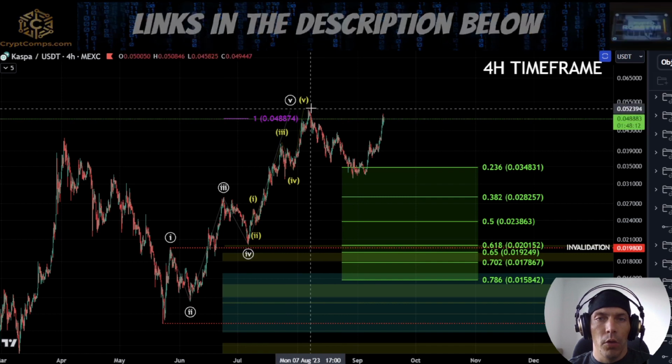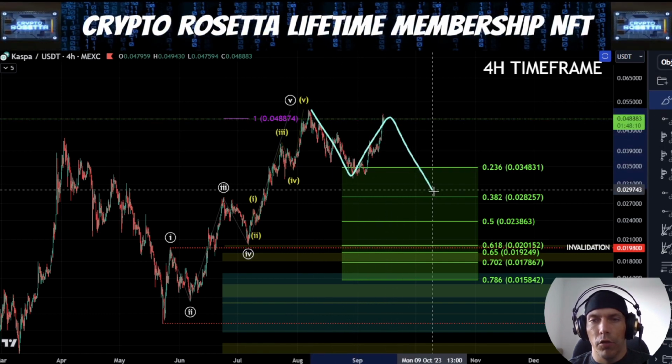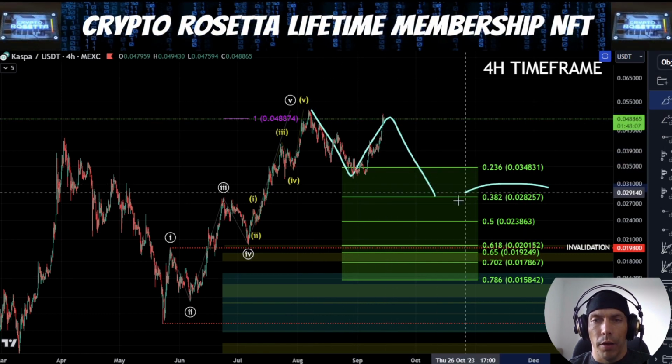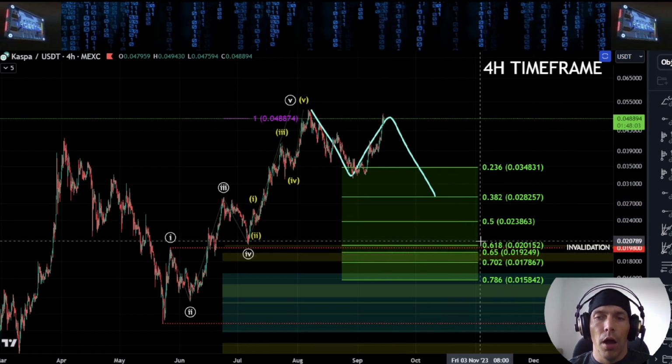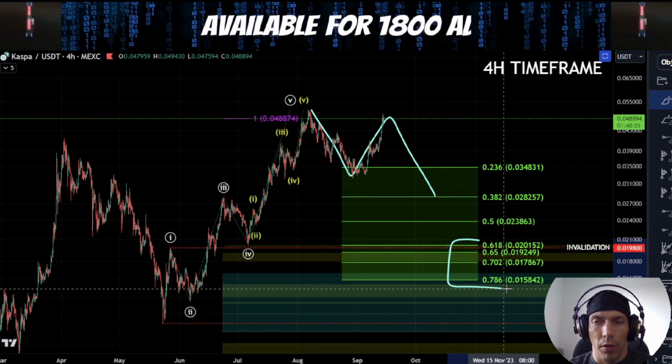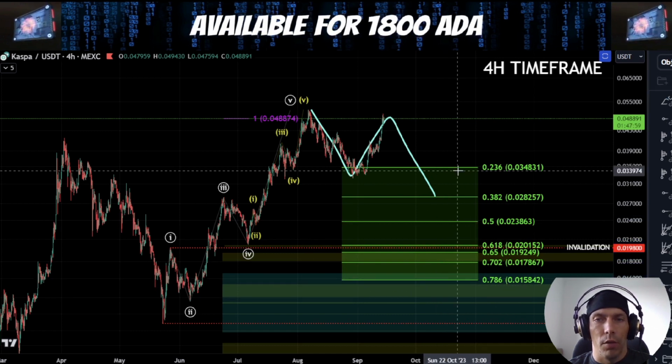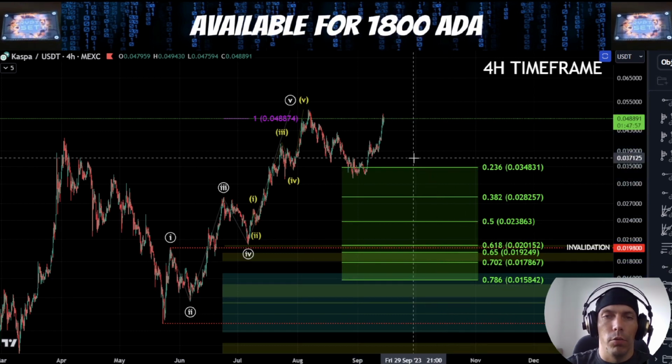And this whole move could still be a bigger corrective structure where we still see a bigger pushback down, potentially into this 382 to this 50% if it's going to be shallow, alternatively to the 618 to the 786 if we're going to see a deeper retracement. We're going to go over these two ideas here.